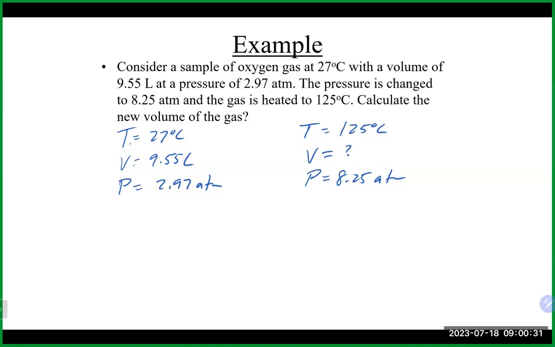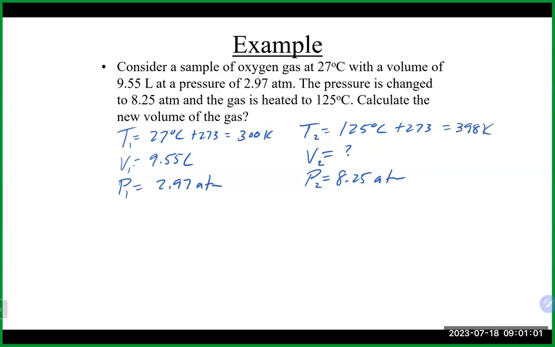As we talked about before, it really doesn't matter which ones you label. Most people just label the first stuff number ones and the other guys number two, as long as you keep the information that goes together. In this case, our pressures are both in atmospheres, so we're good to go. We do have to do our normal temperature conversion here. So we're going to add our 273 and we'll end up with 300 Kelvin. Also on this guy here, we'll end up with 398 Kelvin.